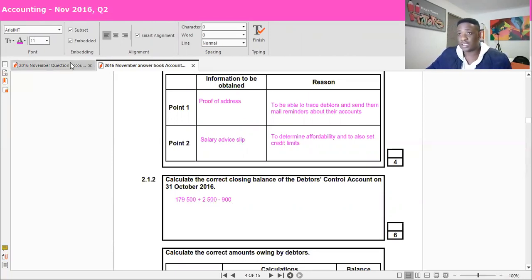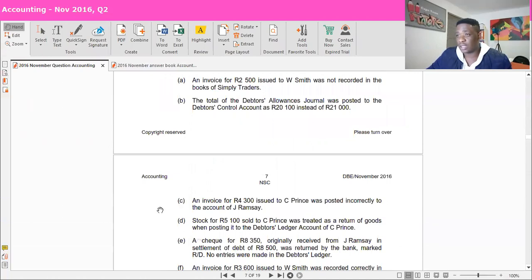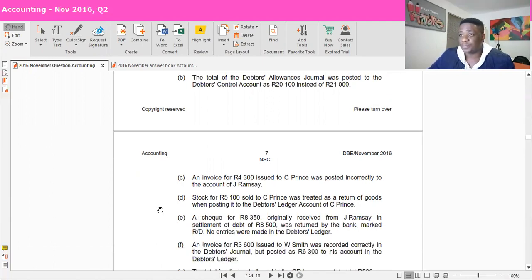And then after that, let's just see the other information. It says an invoice of 4,300 issued to Sir Prince was posted incorrectly to the account of J. Ramsey. So that does not change the total. It just means that you need to fix the debtors ledger and the debtors list. All right. And then moving on, they say the stock for 5,500 sold to Sir Prince was treated as a return of goods when posting to the debtors ledger account of Sir Prince.